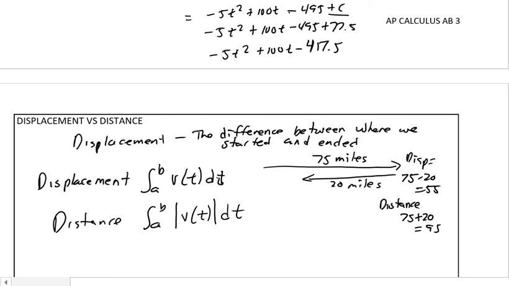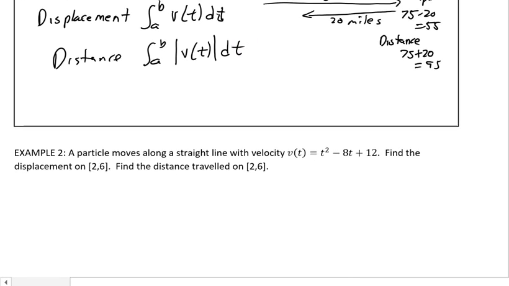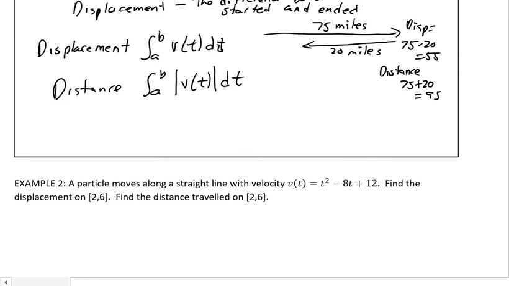So let's look at how we would do this, and we'll do it with a calculator in hand. A particle moves along a straight line with a velocity v of t equals t squared minus 8t plus 12. Find the displacement on 2,6 and find the distance traveled on 2,6. I'm actually going to change that. I'm going to make it from 1 to 5. Okay? Because on 2,6 they're actually the same. So I'm going to change that.